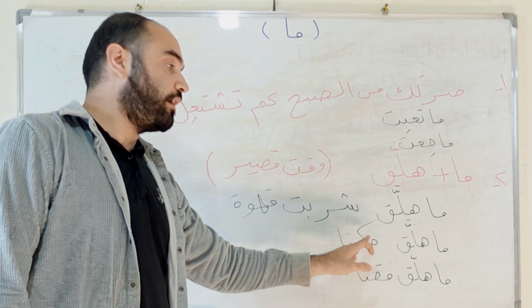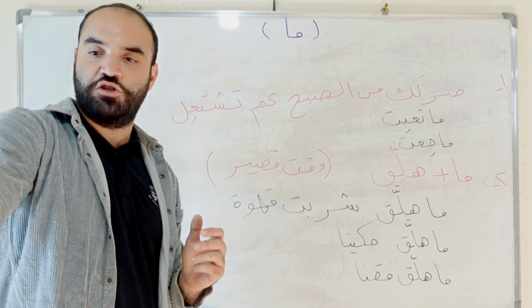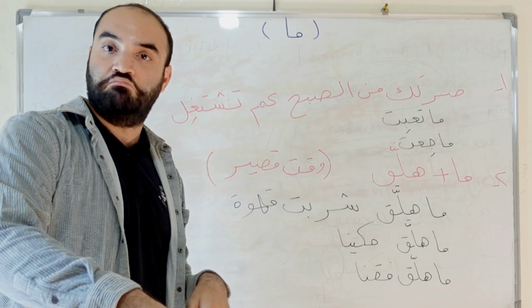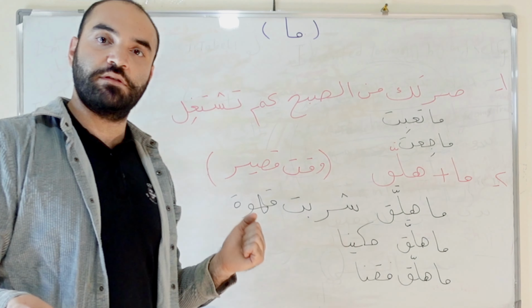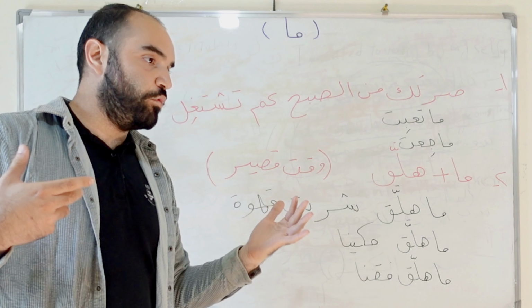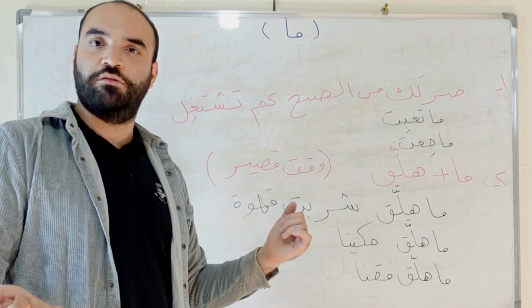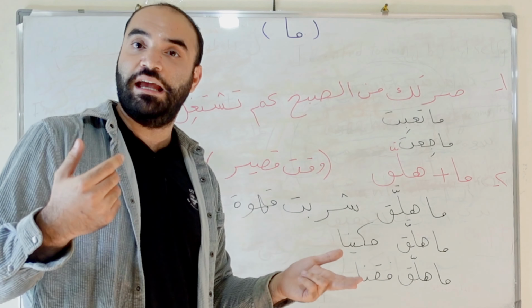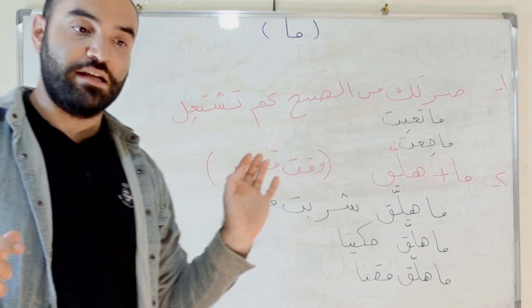ما هلق حكينا. We just talked. I told you not to put the dish here on the table, and you put it after 5 minutes. ما هلق حكينا. We just talked about it. ما هلق فقنا. We woke up and then you wanted to sleep again after 1 hour, and then I said ما هلق فقنا. We just woke up. You wanted to sleep again. ما هلق فقنا. تمام? There are other uses. We're going to see them now.